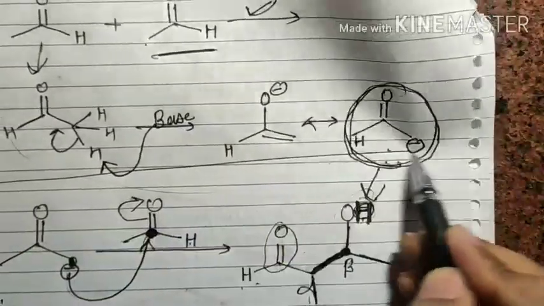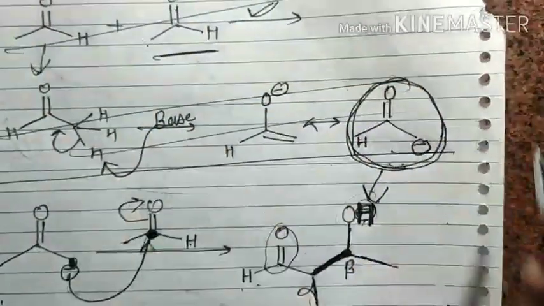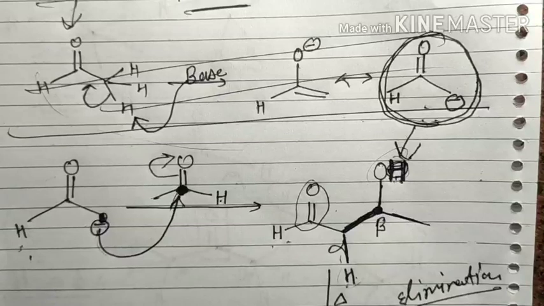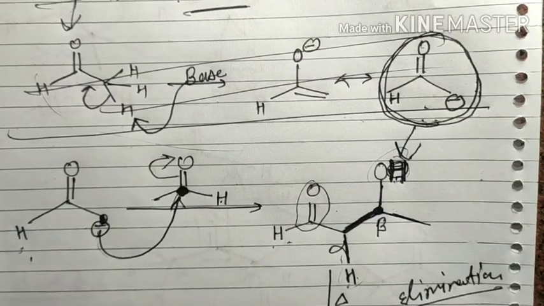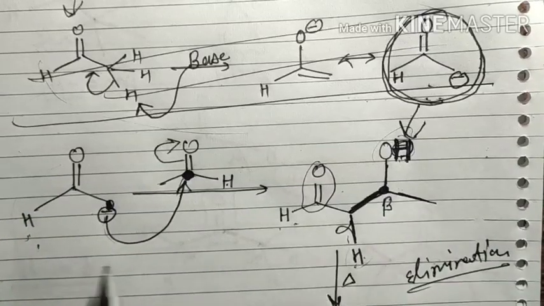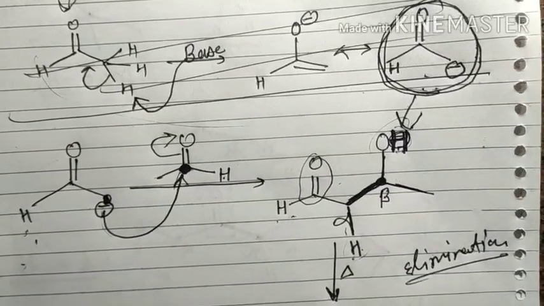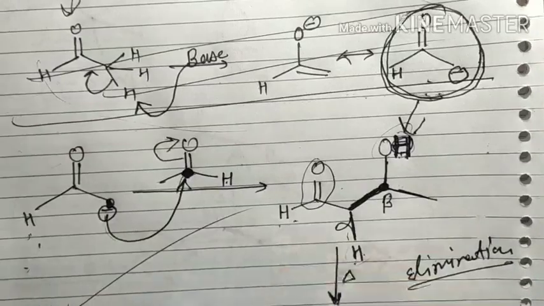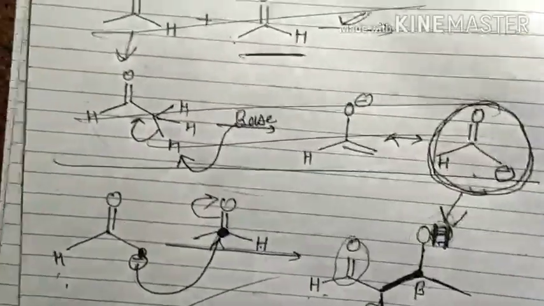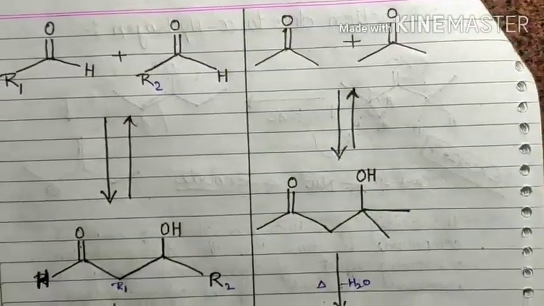So you don't write the mechanism in your copy or in your exam, but if you want to understand how the reaction takes place, you may write it and you may understand. And this is a simple step. So this step is the aldol product. In your book all the steps are hidden and you should only write the product. So I want to explain how to write the product.